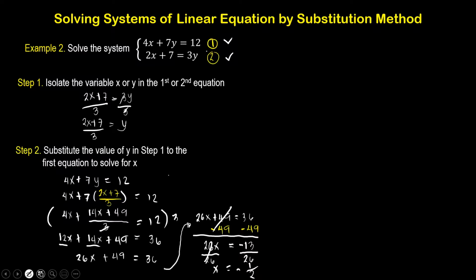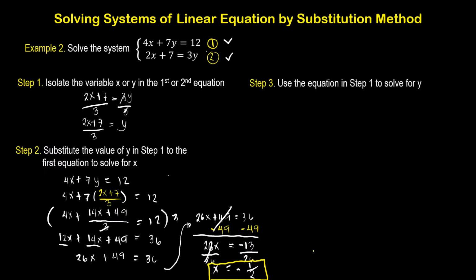Okay, so therefore, we now have the value of our x, which is negative 1/2. So, the next thing we will do is, of course, to solve for the value of y, or for the other variable. So that's our step 3, wherein we are going to use the equation in step 1 to solve for y.